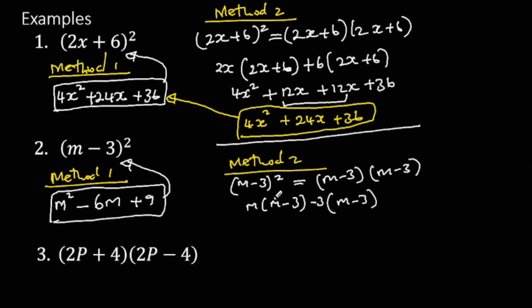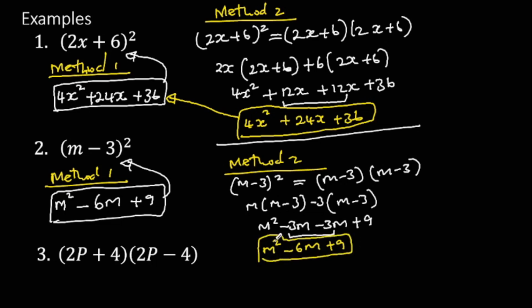So in this case, expanding the first bracket, m times m is going to be m squared. Then m times negative 3 is going to give us negative 3m. Then opening the second bracket, negative 3 times m is going to give me negative 3m. Then negative 3 times negative 3 is going to be a positive 9. Then you put the like terms together and simplify. When you do that, the final answer is going to be m squared, minus 3m minus 3m is going to be negative 6m, then positive 9. And this is our final expanded form that is exactly the same as what we got when we used the quadratic identity expansion technique.